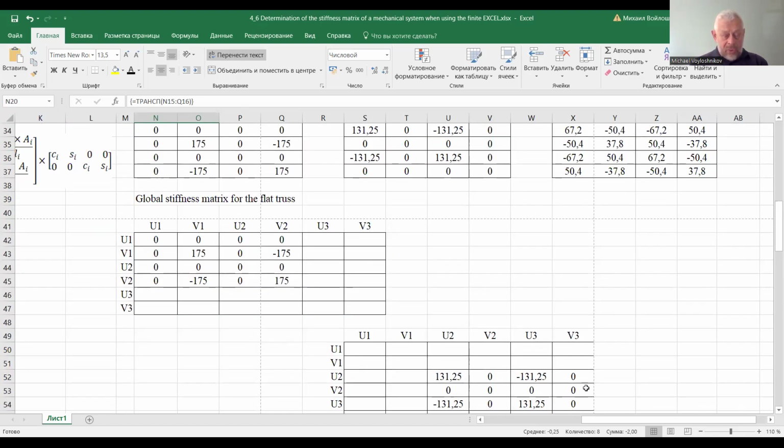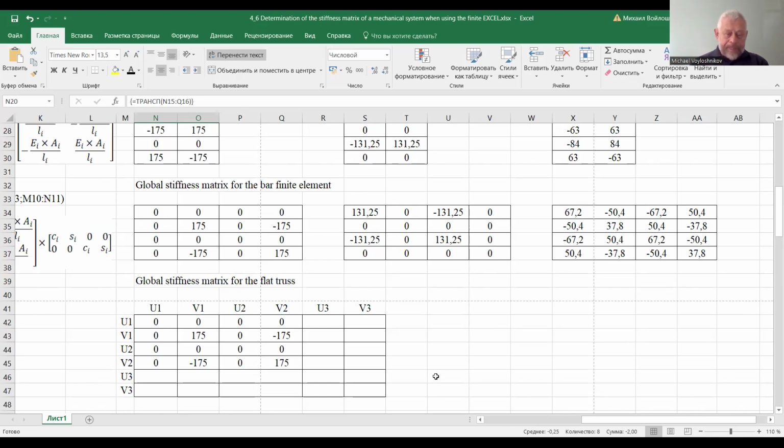The question is how to locate the stiffness matrices of each finite element in the global coordinate system, of size 4 by 4, into the global stiffness matrix of the integral mechanical system, the truss of three finite elements. And first of all, we will assume what are the knots of each finite element. The first finite element is between the first and the second knot.